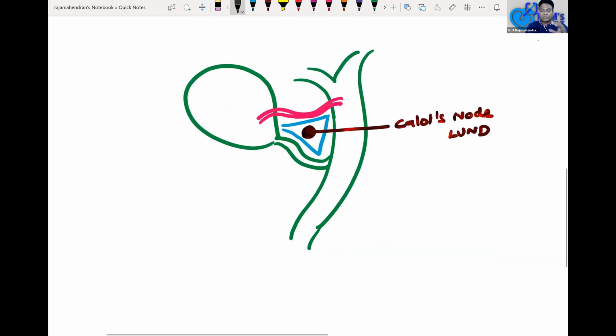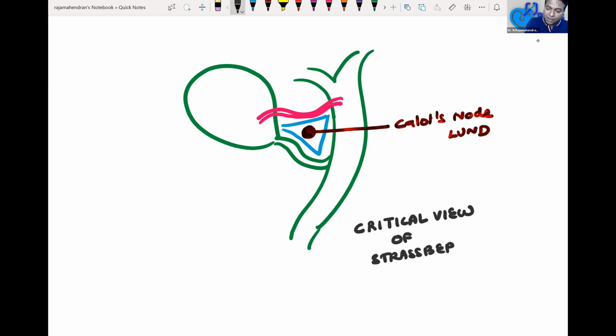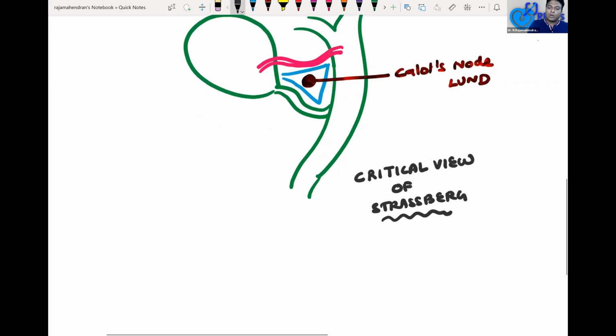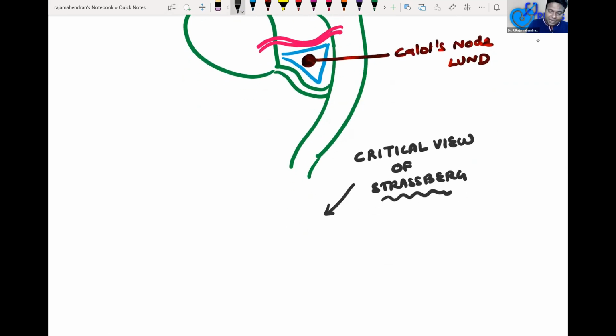While I am seeing this triangle, there is a view I should see from inferior. If this is a gallbladder, I will see with the camera from inferiorly. That view is known as the critical view of Strasberg. This is a definite MCQ for PG aspirants. What is the critical view of Strasberg? During laparoscopic cholecystectomy, please remember, with a 30-degree camera you can see this critical view of Strasberg, but you cannot see it with a 0-degree camera.